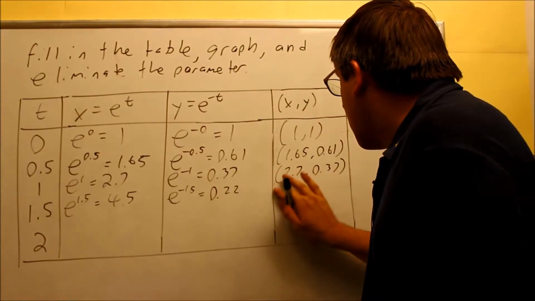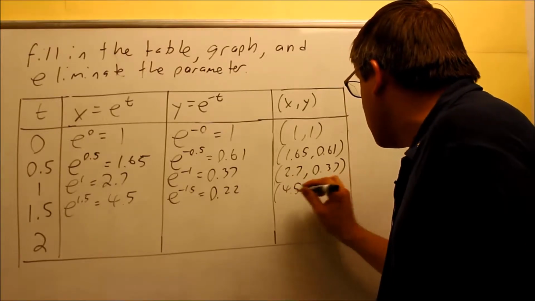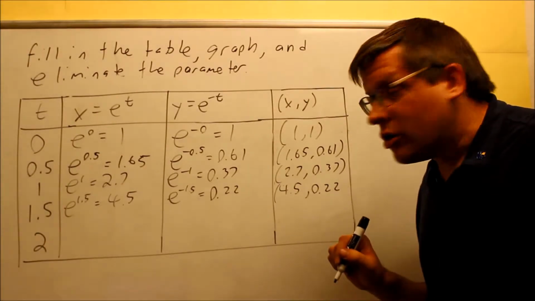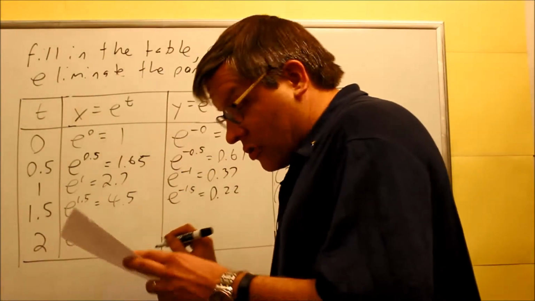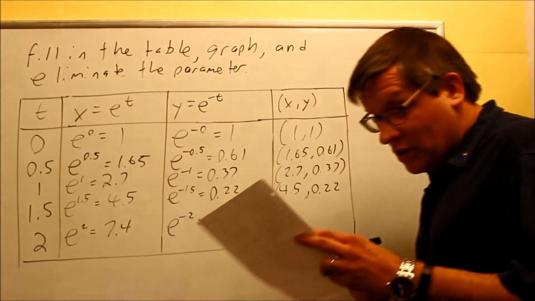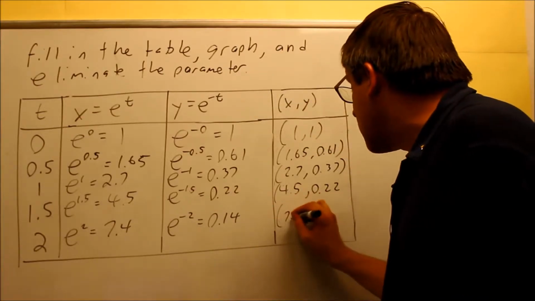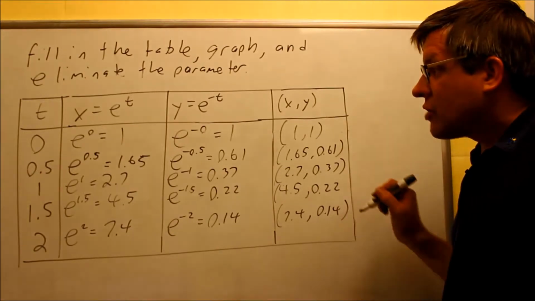So for here we get 4.5 and 0.22, so we can see that the Y values are falling as we're going down there. We have one more, we have E squared. E squared is going to be 7.4. E to the negative 2, that's going to be 0.14 if we just use two decimal places. So 7.4 and 0.14 is the last coordinate.